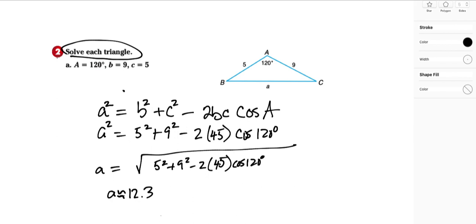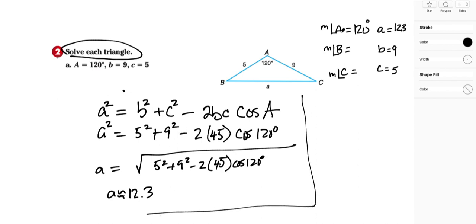So let me set up my chart, and I'm going to put in my chart everything that I know. Angle A is 120 degrees, side a is 12.3, side b is 9, side c is 5. Okay, so that's great. We've got all of this information. So now I've used the law of cosines, but honestly, I kind of want to just use the law of sines now, right? Because the law of sines is a little bit easier. I could use side B to figure out angle B, then use side C to figure out angle C, but maybe the law of sines might be faster.